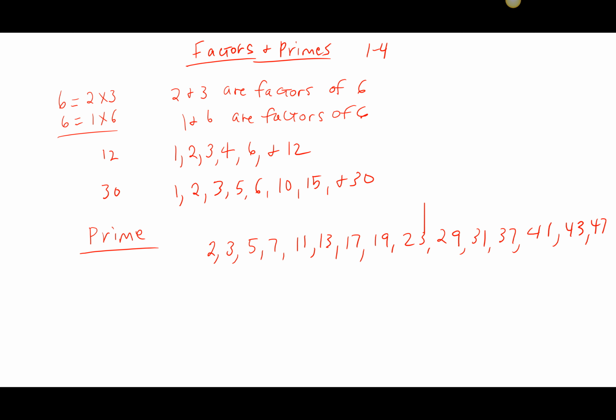The prime factors, so what is a prime factor? That's those factors of a number that are prime numbers. For example, the prime factors of 6 are 2 and 3. The prime factors of 30 are 2, 3, and 5. So what would we do to figure that out? We need to use something called a factor tree.